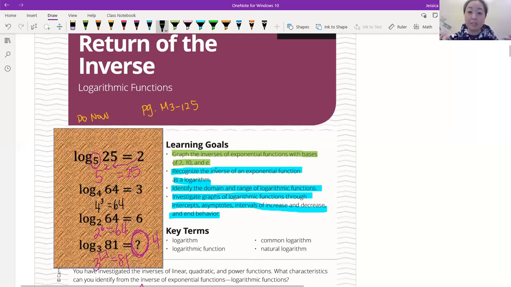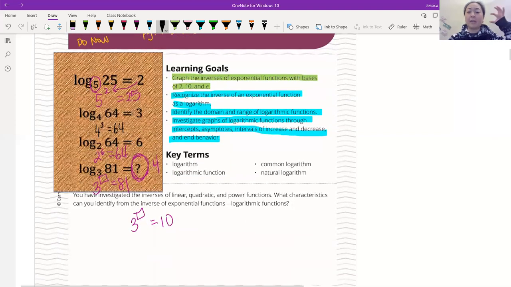Identify the domain and range of logarithmic functions. I told you domain and range never leave us. They always will come back. Investigate graphs of logarithmic functions through intercepts, asymptotes, intervals of increase and decrease, and end behavior. Again, if a couple of lessons ago you were like, wait, what? We're doing it again. I told you, it just comes back. So hopefully your brain has had time to marinate all that information, and now this time when you see it, hopefully there'll be some better understanding.